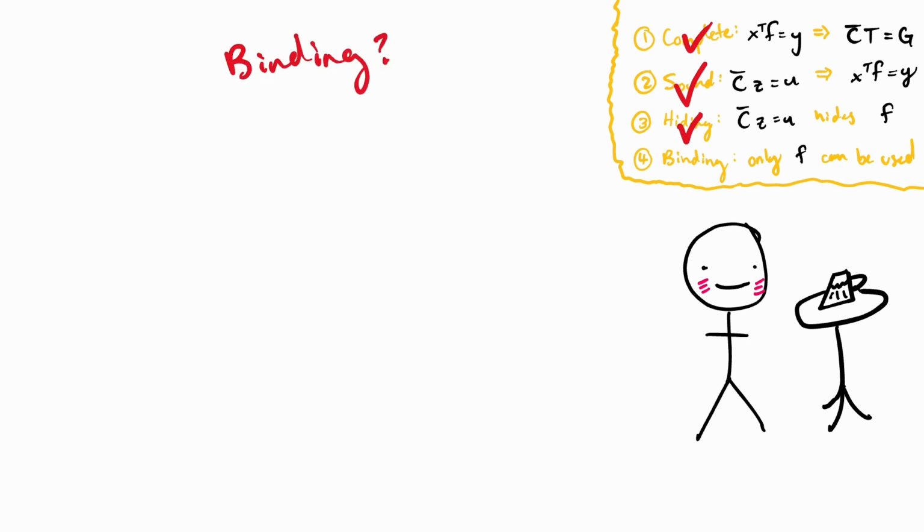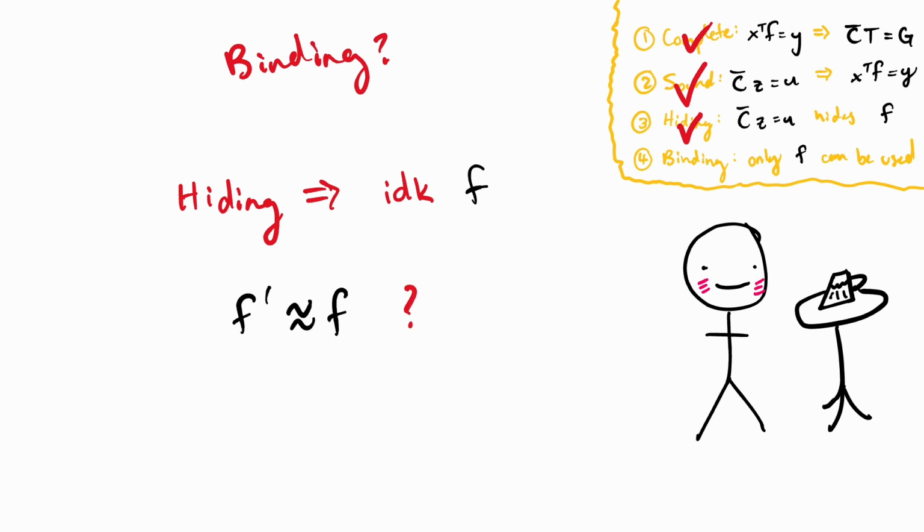Here's the last one, binding. Only f can be used. But hiding told us that we are not supposed to know anything about f. So how can we even verify if we're still using the exact same function if we know nothing about the original function? Like imagine we had an approximate function f prime which almost works exactly like f, except maybe on one input. How would we tell the difference between those two functions?